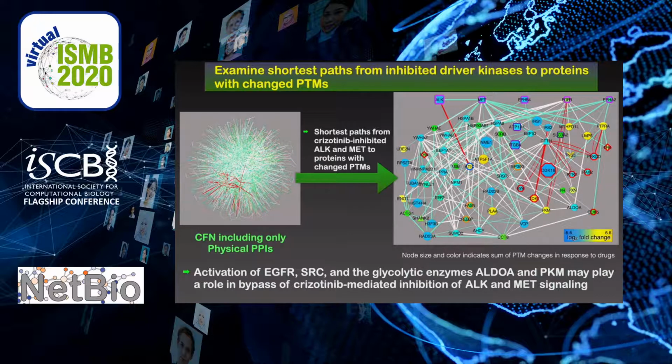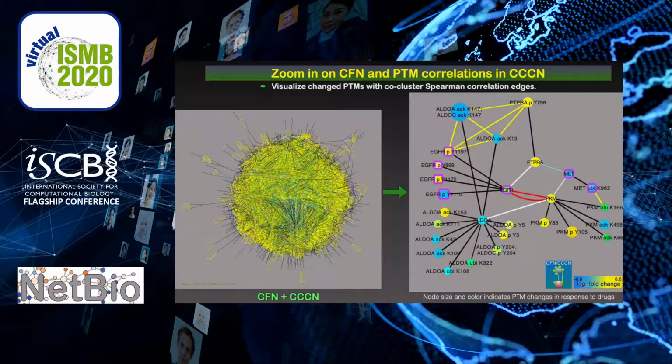And here's an example. ALK and MET are inhibited by crizotinib, and these other proteins linked on the right are proteins whose PTM significantly changed in response to crizotinib. We're interested in enzymes because they're druggable. This network shows an interesting relationship between glycolytic enzymes and cell signaling pathways that may indicate points of attack. And here is a zoom in showing the individual PTM relationships between EGFR, ALDO-A, and a phosphatase PTPRA, for example.